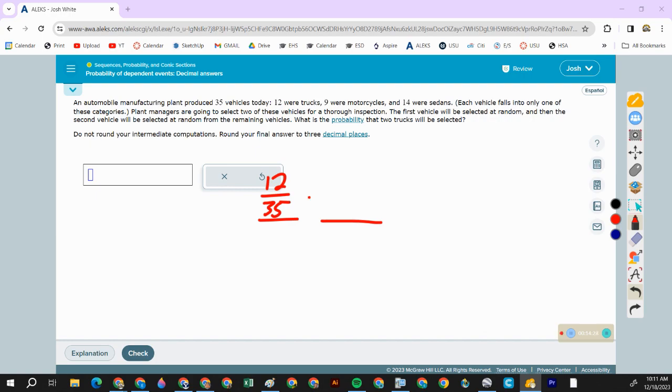Can I pick the same truck twice? No. It says selected from the remaining vehicles. So what is the probability of getting a truck on selection 2? Well, 1 truck has already been chosen, so there are only 11 trucks left. And how many vehicles are left? 34. So you multiply that out and you'll get a decimal, and it wants the decimal answer.